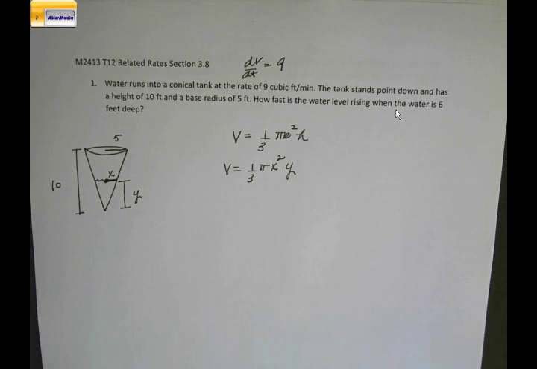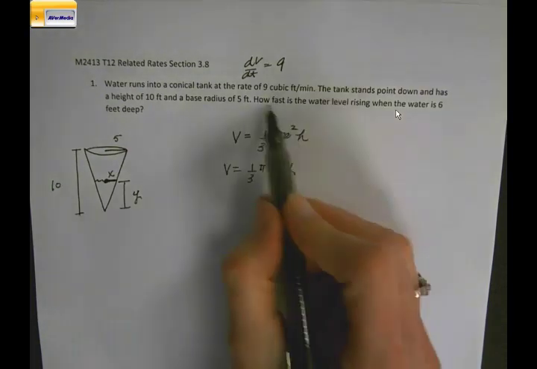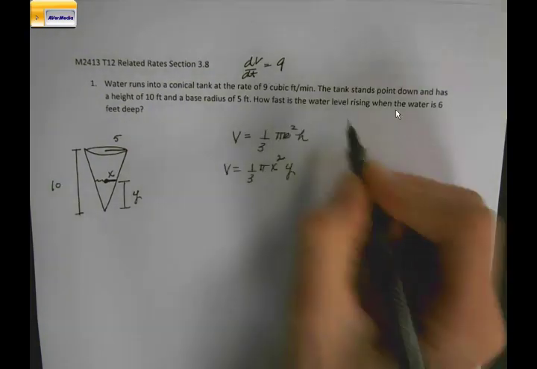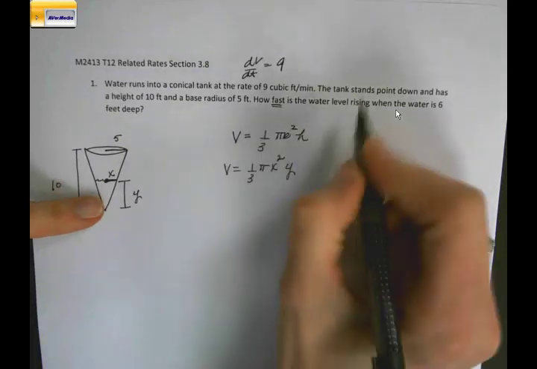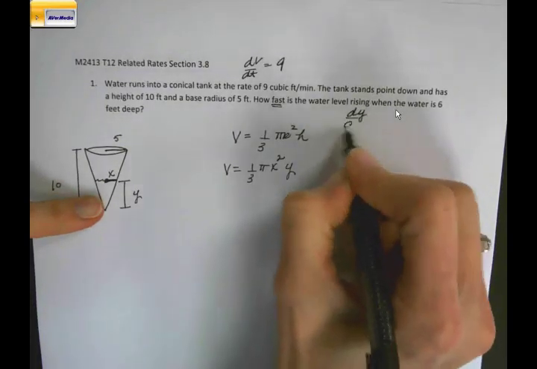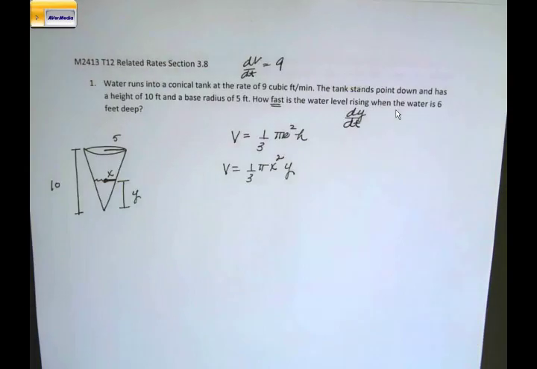Okay, so now let's read the question again. Water runs into a conical tank at a rate of 9 cubic feet per minute, which is your volume. The tank stands point down and has a height of 10 feet and a base radius of 5 feet. How fast is the water level rising? If y is our water height, then the rate would be dy/dt, the change in the height of the water.